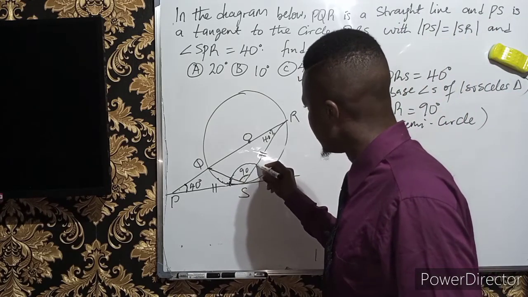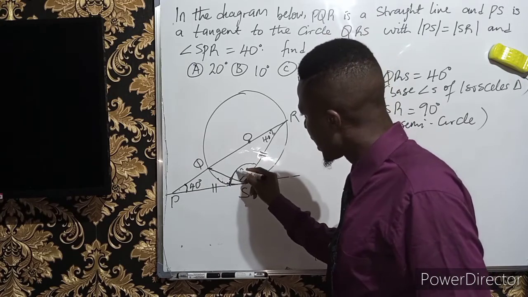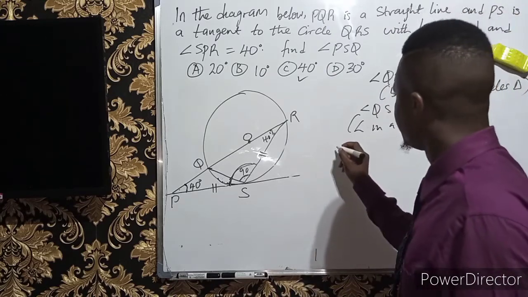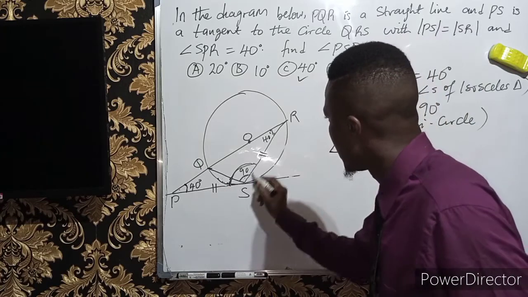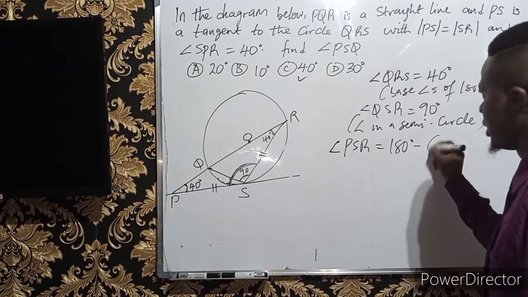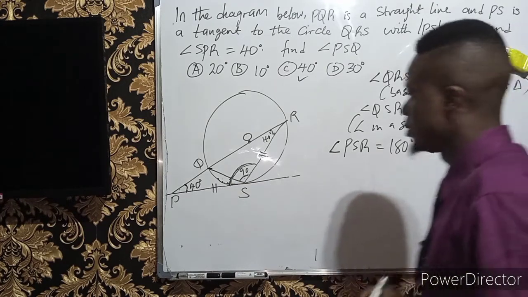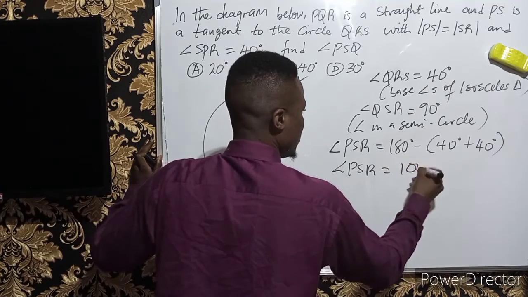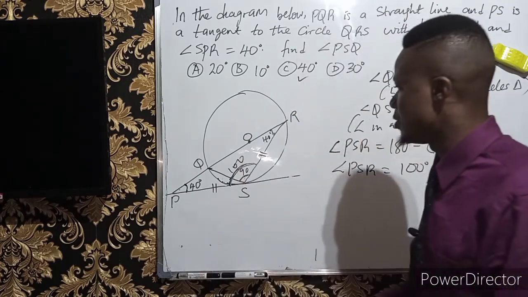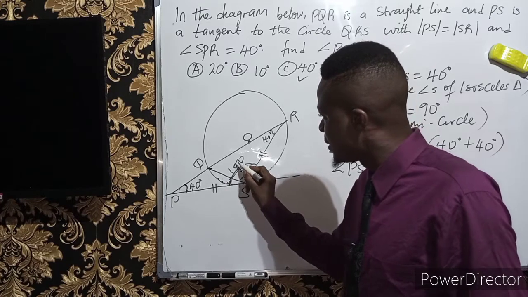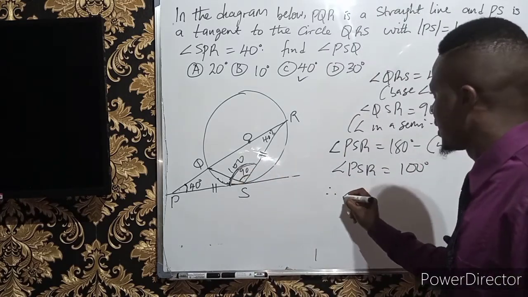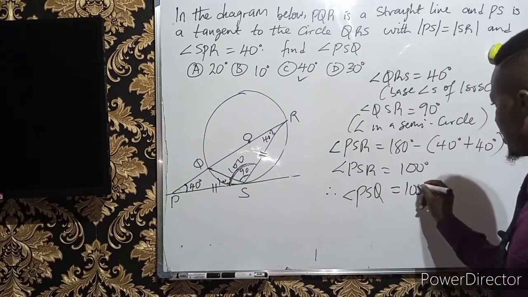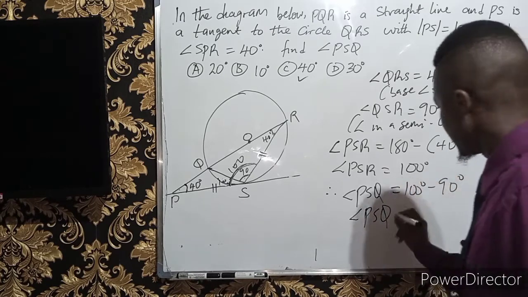But if I consider the whole angle now, this is a triangle having three angles, 1, 2, 3. This whole angle will be got by adding this and this and subtracting from 180, because the sum of angles in a triangle is 180 degrees. Therefore, angle PSR, which is this whole angle here, will be 180 degrees minus the sum of 40 degrees and 40 degrees. So 40 plus 40 is 80. 180 minus 80 will become 100 degrees. So this whole angle here is now 100 degrees. To get the smaller angle which is left over here, I'm going to remove 90 from 100, which will give me 10 degrees. So the required angle PSQ, this small angle here, will be 100 degrees minus 90 degrees, and when I subtract, it will give me 10 degrees.